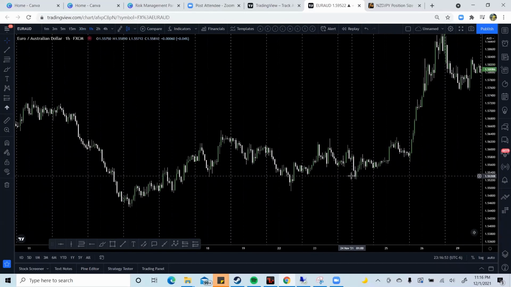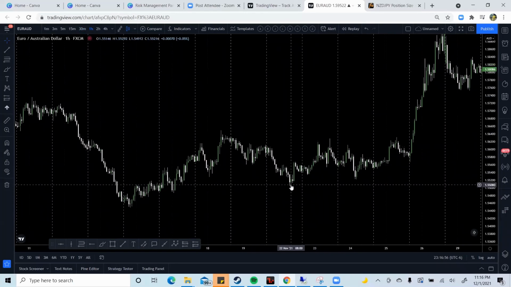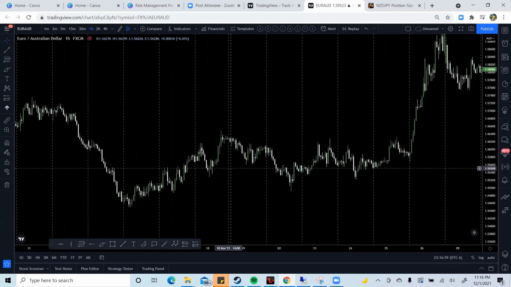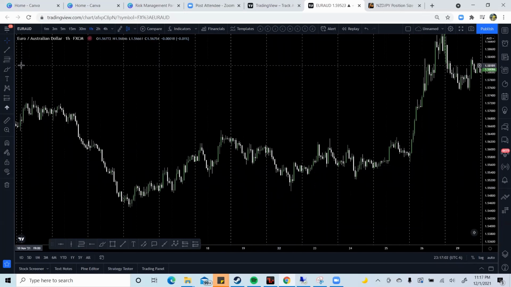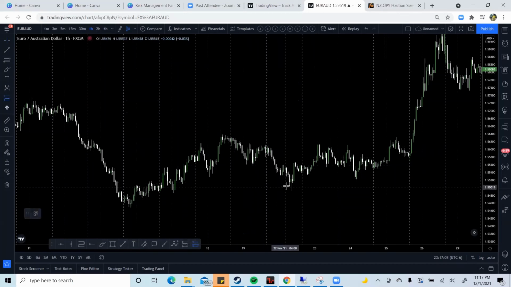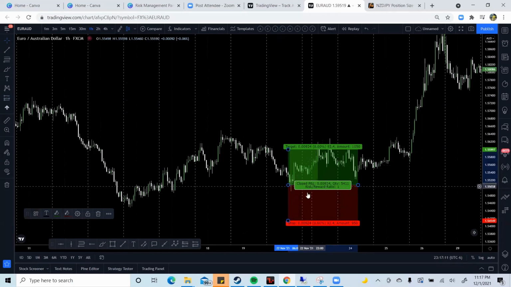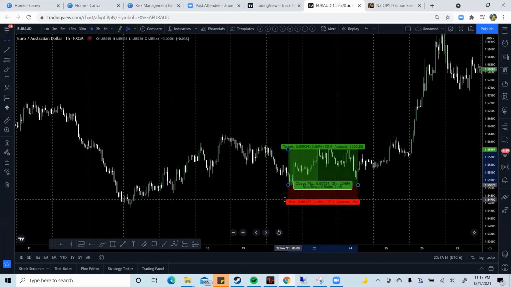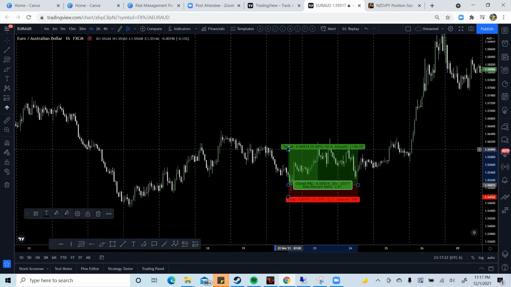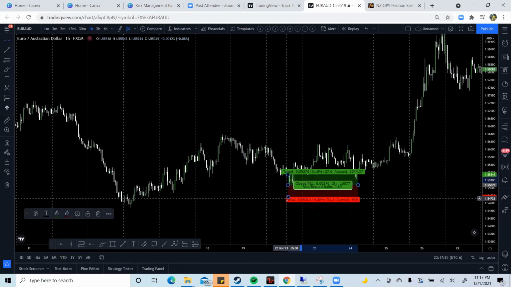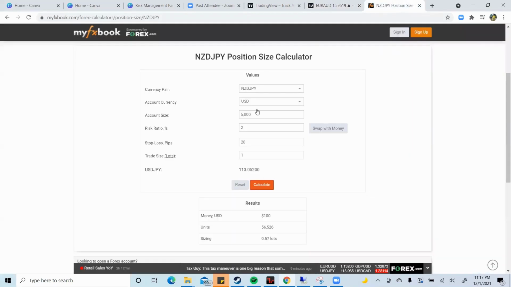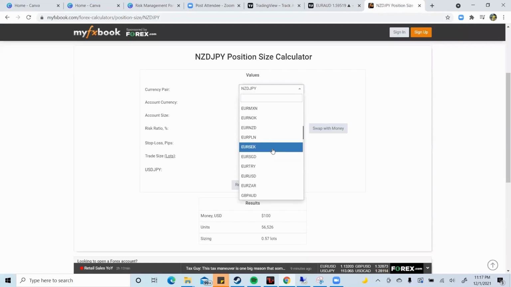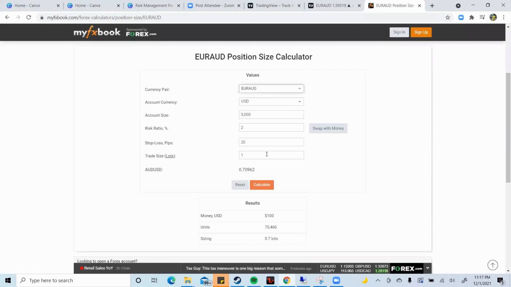So let's say you're looking at the market and you decide to buy here. Normally, based off of your entry, based off your strategy, say your entry is right here where the green and the red collide. And we do that 30 pips. So we got 30 pips roughly. So if we're on Euro AUD, let's go and switch this to Euro AUD. And we have 30 pips. Let's go to 30.